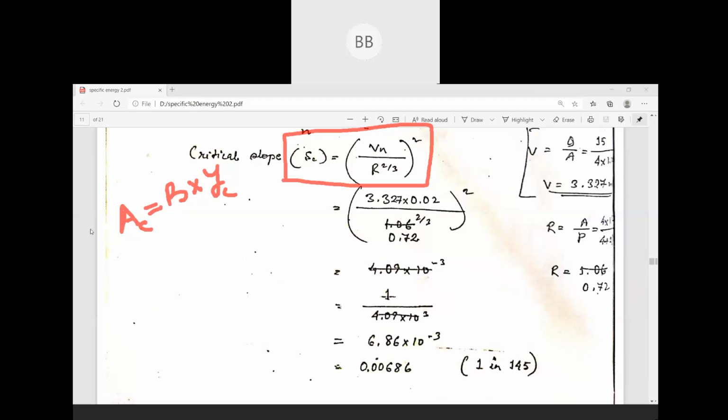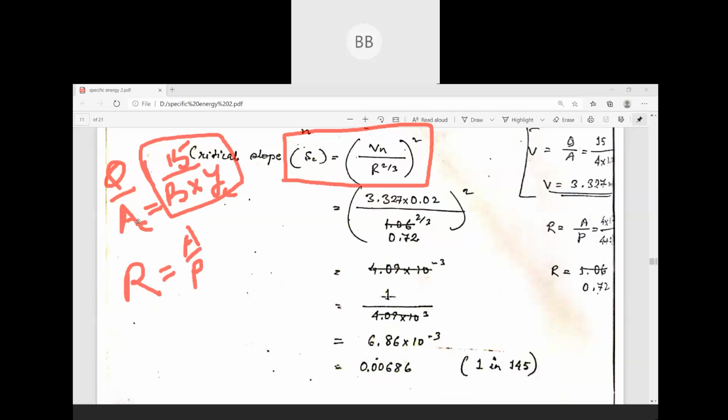From velocity you can directly find out discharge by area. Discharge is 15, and the yc value we have already calculated, so you can directly find out the velocity from here. Substitute here, n value is given, r is again a by p.